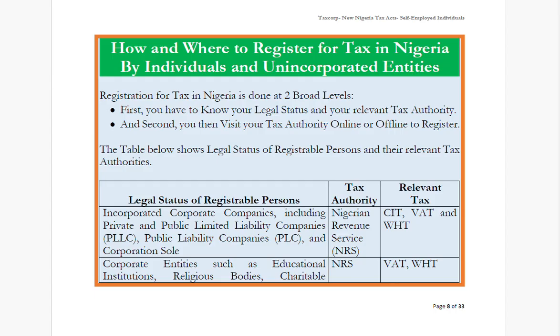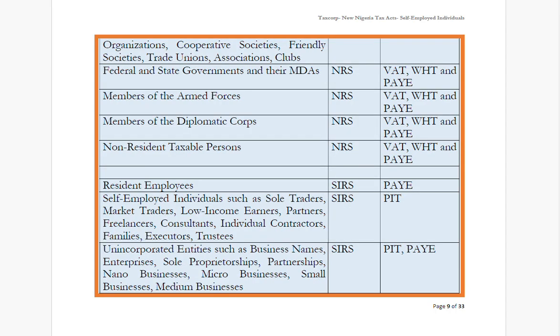The next group of people are corporate entities such as educational institutions, religious bodies, charitable organizations, cooperative societies, friendly societies, trade unions, associations, clubs. These people are under the Nigerian Revenue Service and they are liable to VAT and withholding tax because they don't pay company income tax. The next group of people are federal and state government and their MDAs. So here, all the employees in federal and state government and their MDAs are under the Nigerian Revenue Service. So again, they don't pay company income tax, so they are liable to VAT, withholding tax, and PAYE.